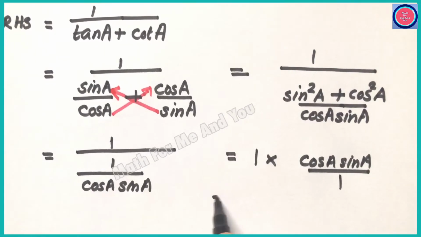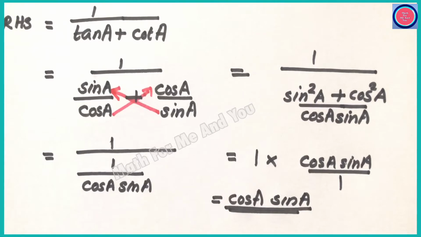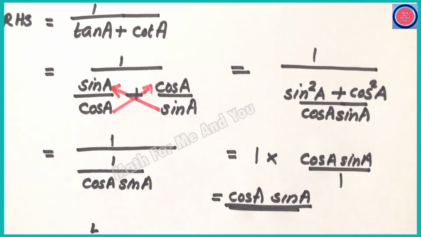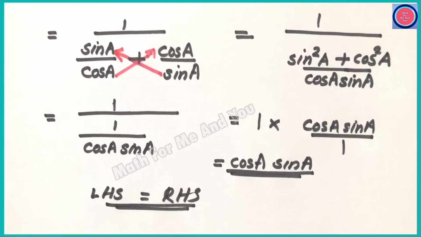So what is the answer we are getting? 1 times cos a sin a is cos a sin a divided by 1, which means the same. So the answer is cos a times sin a. It's the simplified LHS answer. So what could we write? We could write LHS answer is equal to RHS answer, or LHS equals RHS. That means we have proved the given identity.